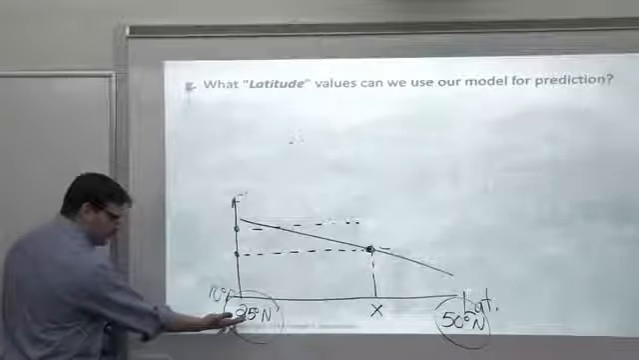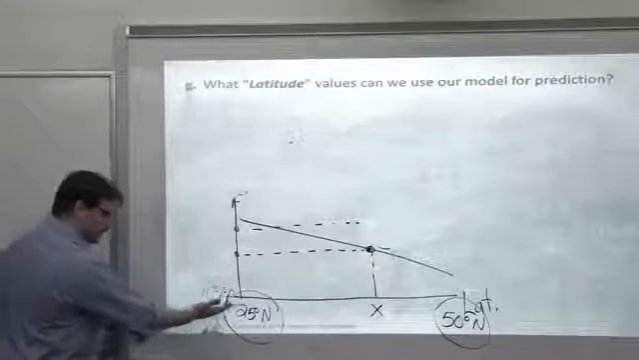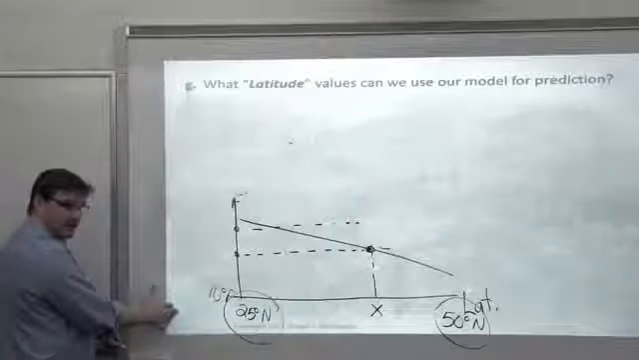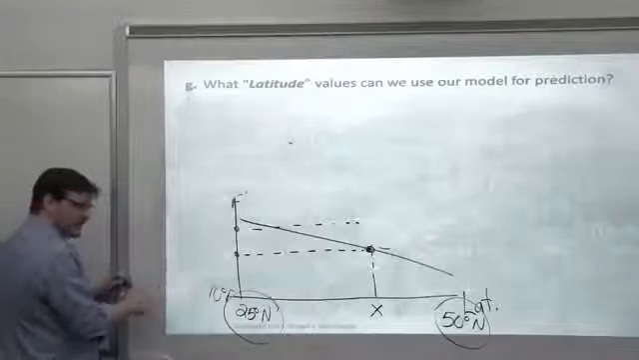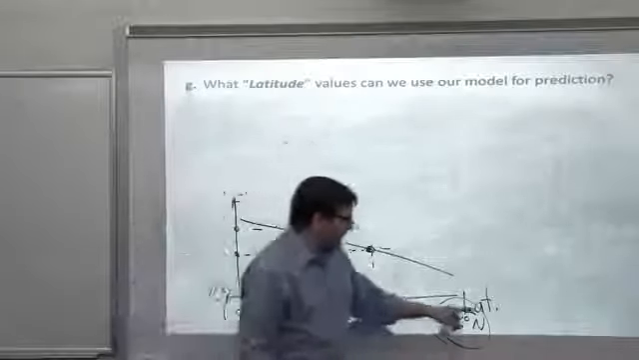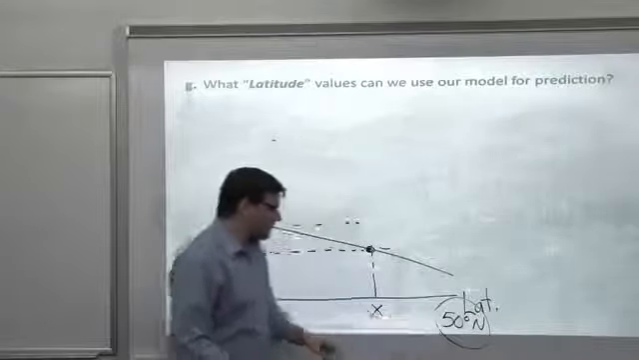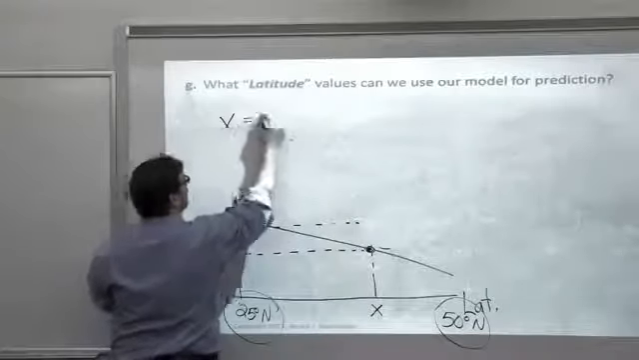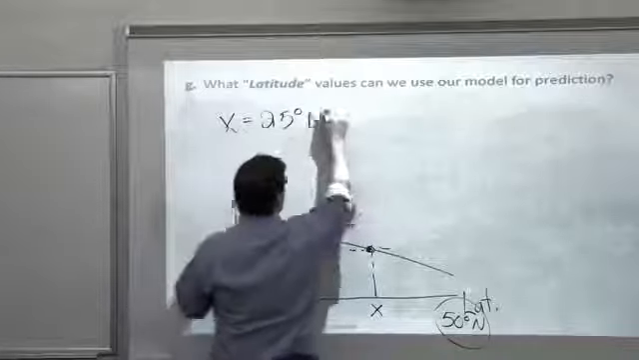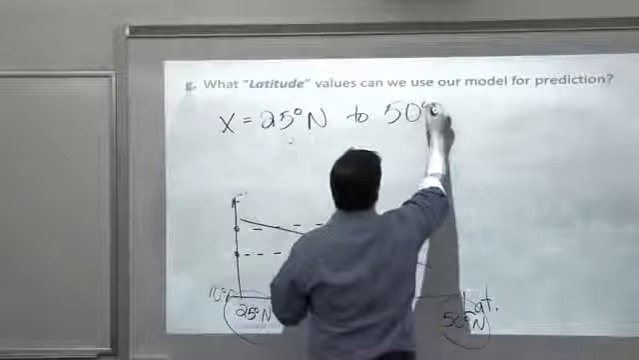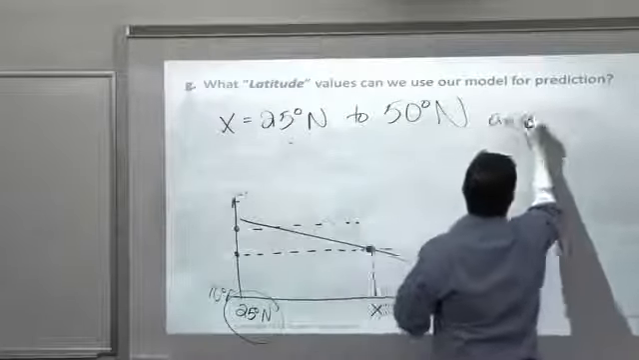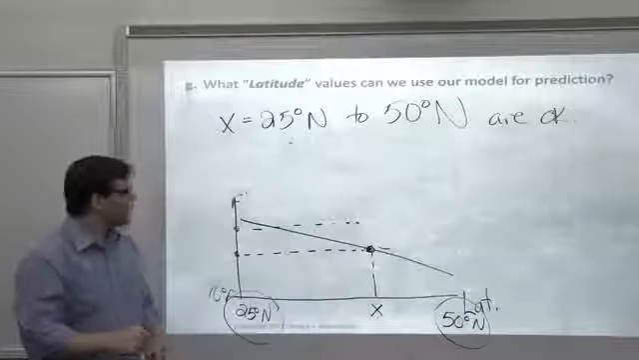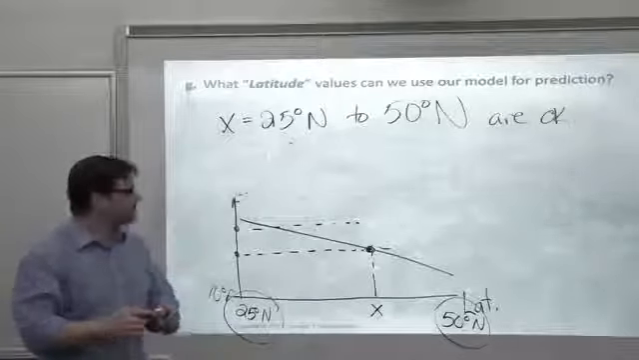Extrapolating would be, oh, well, let me go down to, say, Cuba, or let me go down to the middle of Mexico, or into South America to see what the model would say. We don't know that the trend continues. Let me go north up into Canada and let me check out Alaska or something, right? That would be extrapolation. So x equals about 25 degrees north to 50 degrees north are okay. Anything in between is okay, anything outside would be extrapolation.